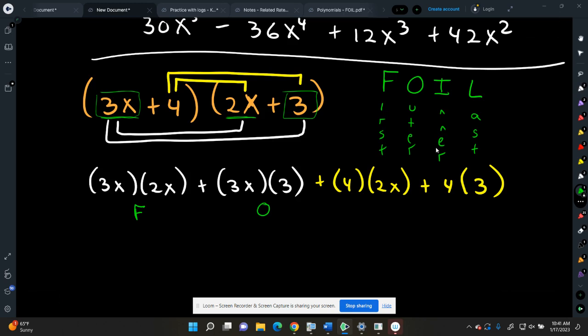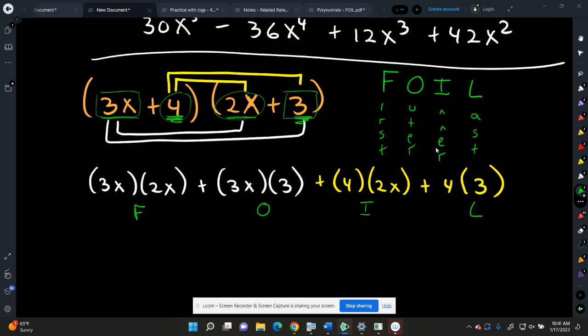The inner, that's the inside edges. So that would be 4 and the 2x. So that's my inner. And then last is the last number in each parenthesis. So the 4 and the 3. So there's my last. Yes?